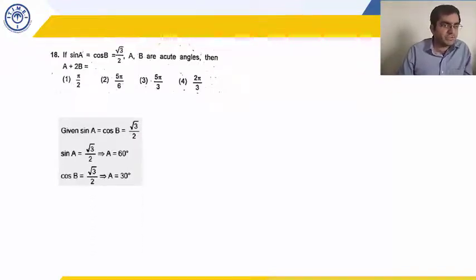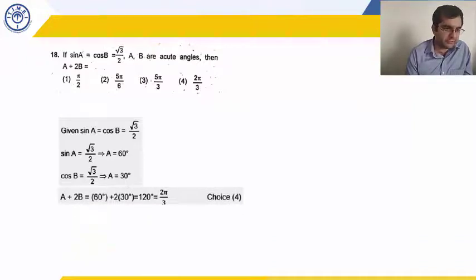So sin A is root 3 by 2. Right now, which angle is root 3 by 2? That is sin 60. So A is 60 degrees. Cos B is root 3 by 2. Cos 30 is root 3 by 2. So this is a misprint. B is equal to 30 degrees.